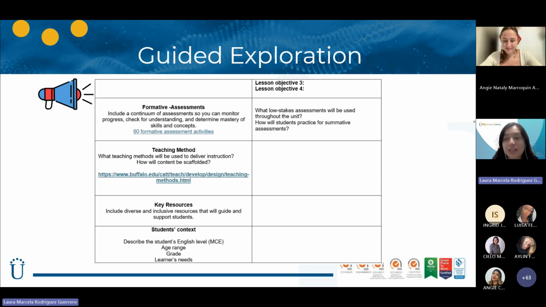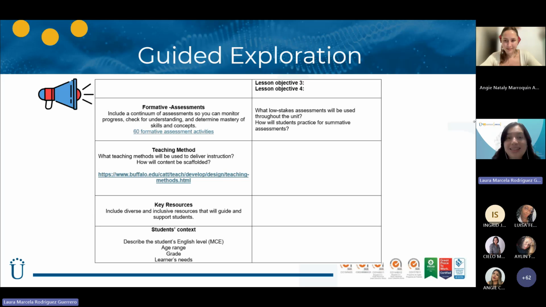So how will students practice for summative assessments? Remember that we have formative assessments and summative assessments. So the idea is that you can have some control activities so you can see if your students are making some progress or not. So how are you going to do that? You have to specify that in this section.